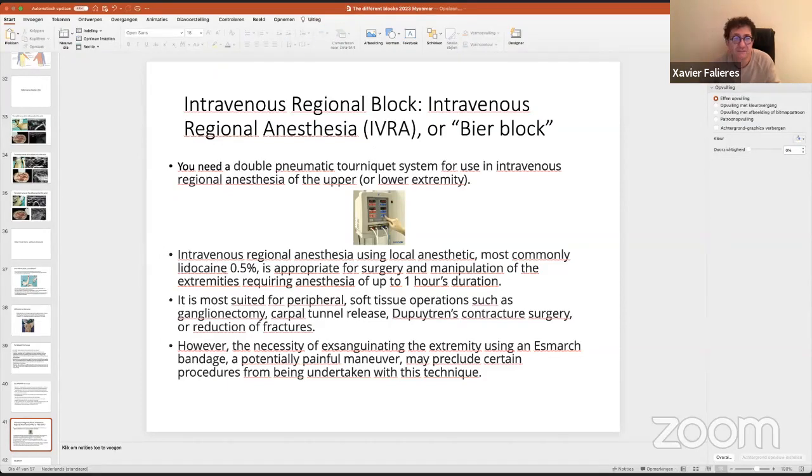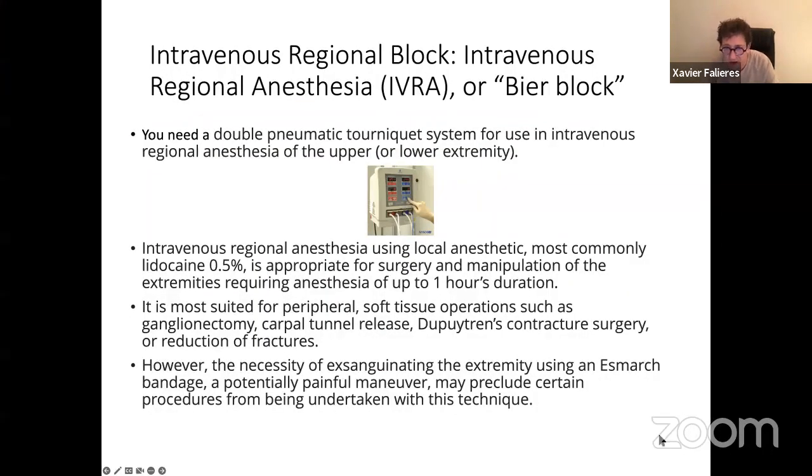You need a double pneumatic tourniquet system to use it. You need intravenous regional anesthesia using a local anesthetic, commonly lidocaine 0.5%. It works up to 1 hour. It's very good for soft tissue operations, for ganglion, for small wounds, for carpal tunnel release, for Dupuytren contracture surgery, and reduction of fractures. It has very good indications.